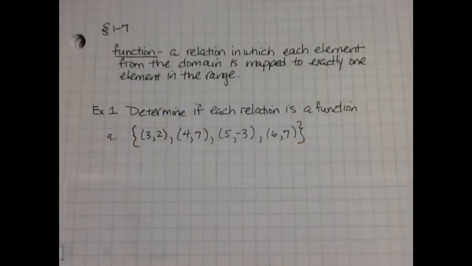Okay, so let's look at a few examples. We're going to determine if this relation is a function. First thing you want to do is basically observe each element of the domain. We've got 3, 4, 5, and 6, and notice that none of these are being mapped to two different elements of the range, so we've got a function.